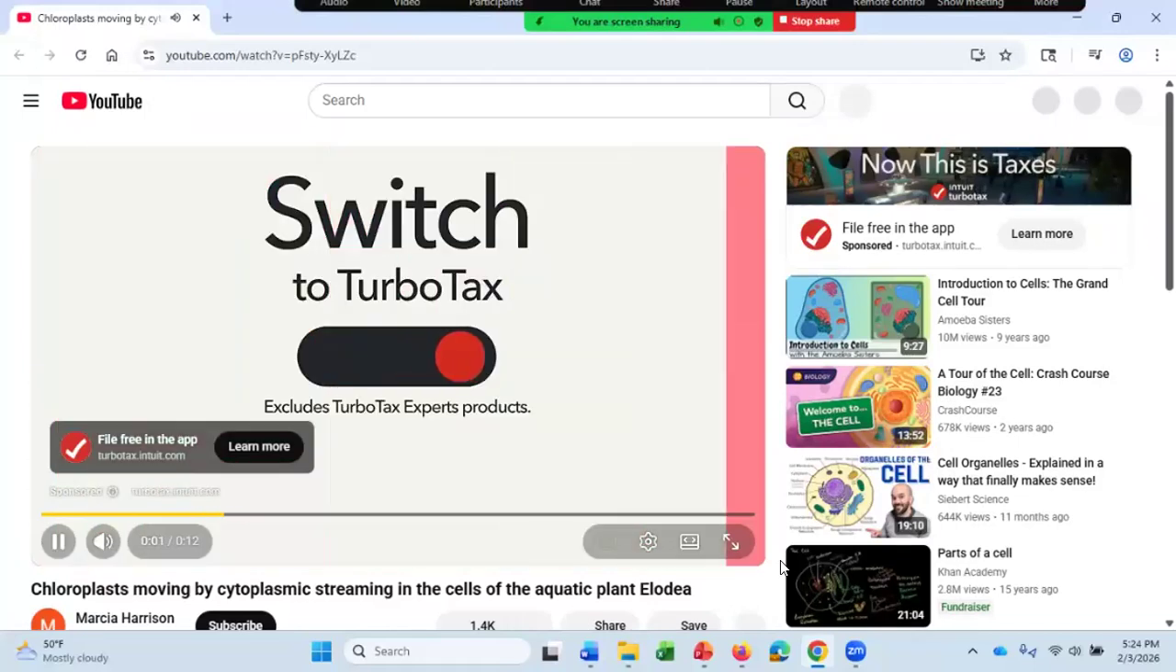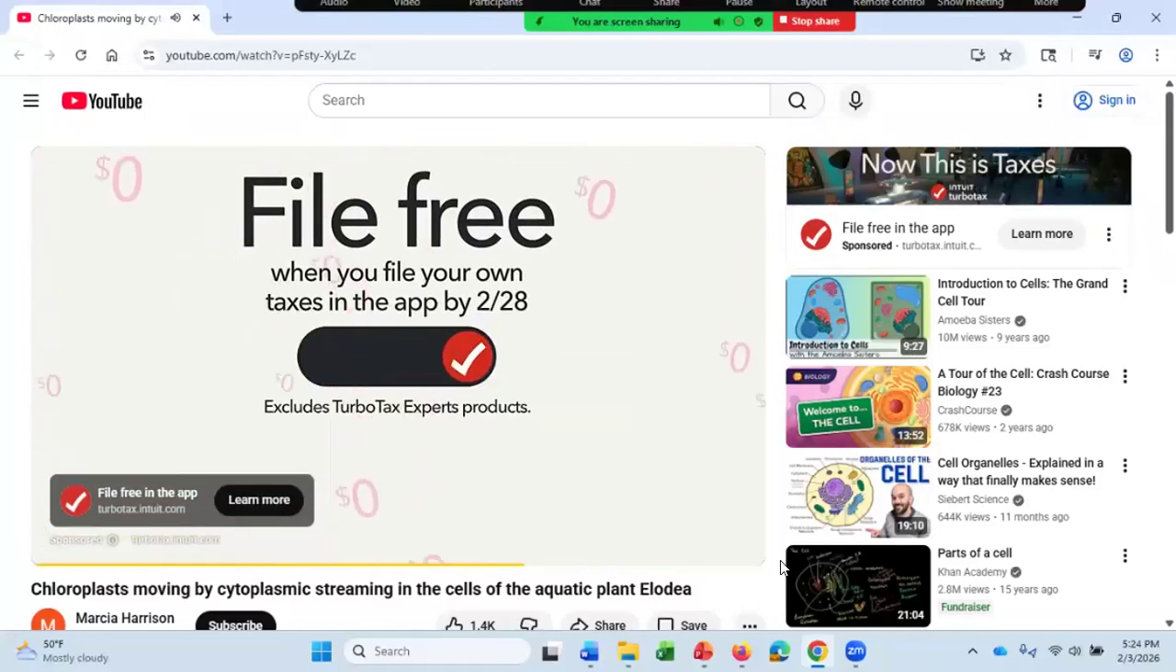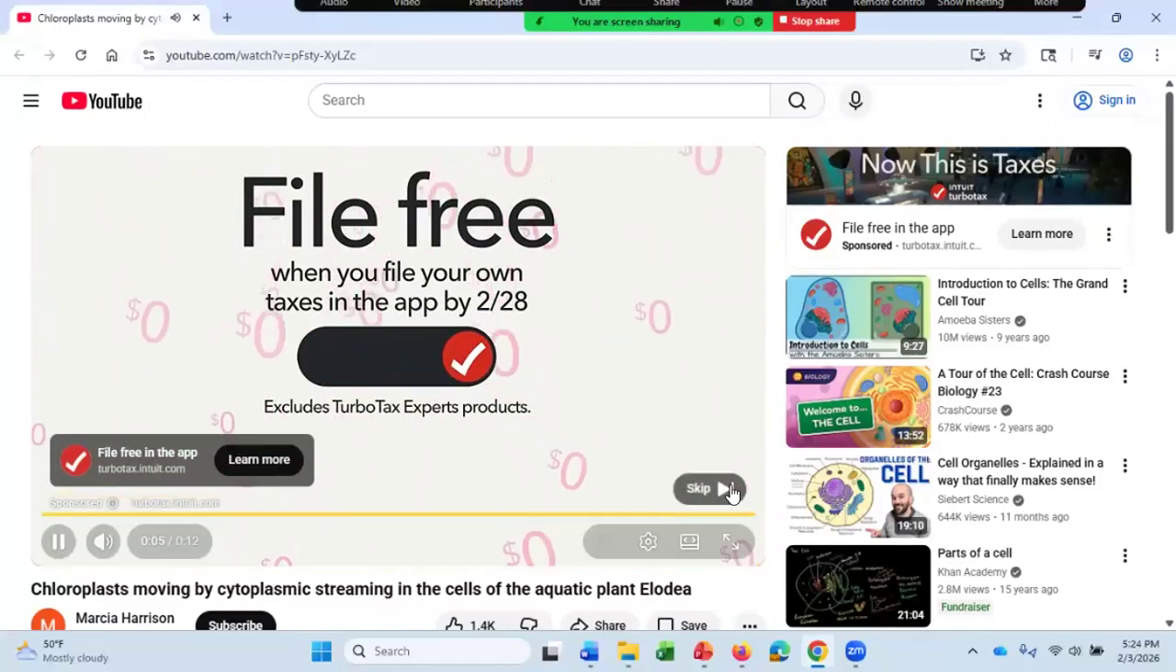Switch to commercial, TurboTax and file your own taxes free in the app if you didn't file with us last year.